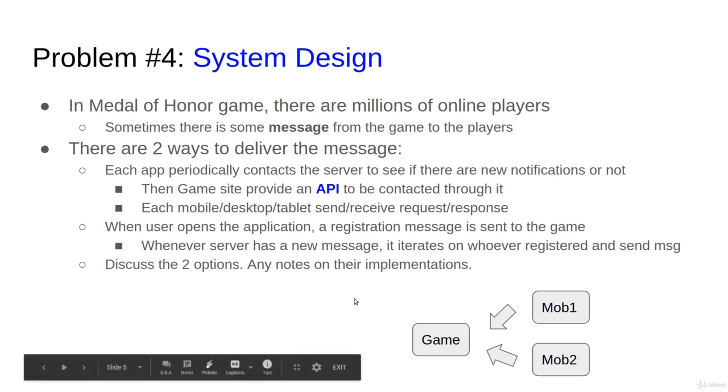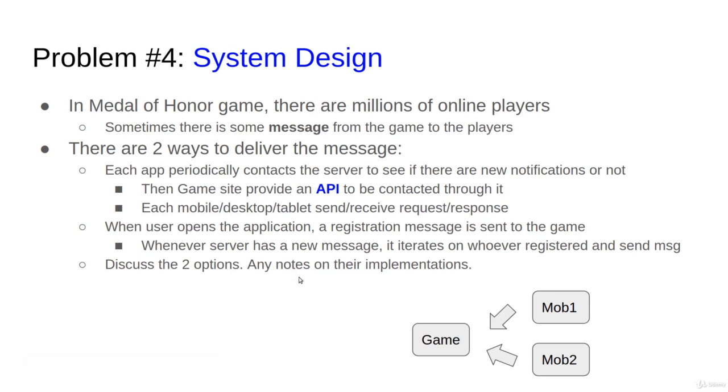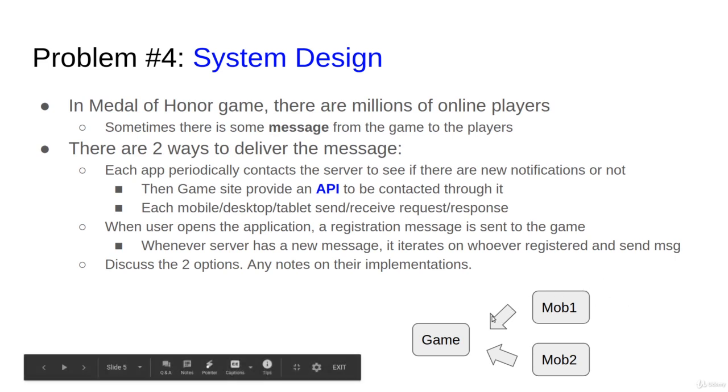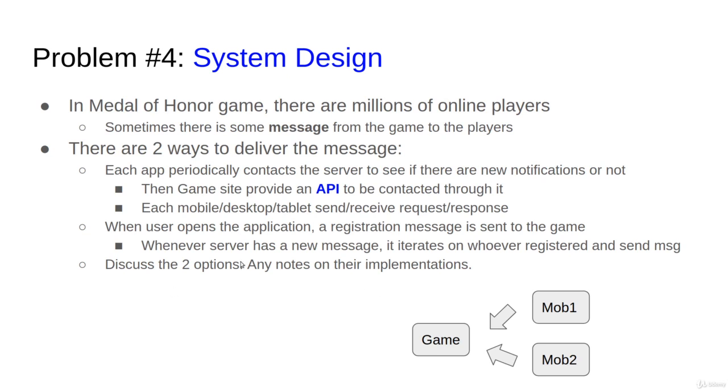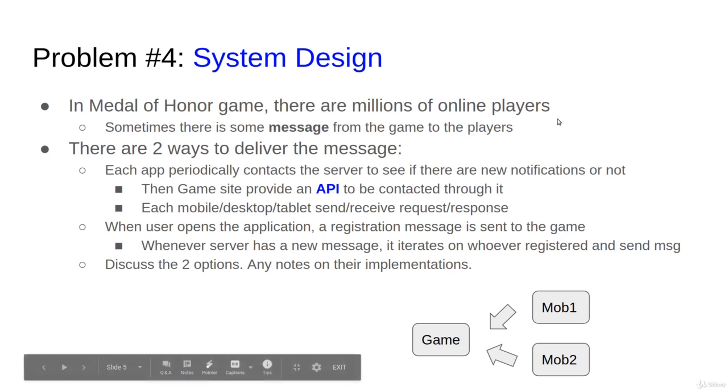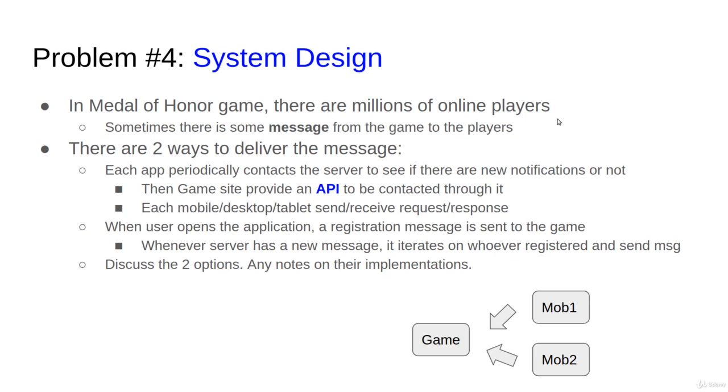The other way is as follows. When the user opens the application, a registration message is sent to the game. Now, whenever the server has a new message, it just goes and iterates and sends them to the registered clients. So now the arrow is on the other side. The game itself is sending back to these people when it has a message. So this guy is periodically contacting, this is one way, or this guy when he has a message sends this way. I would like you to discuss the 2 options and think about them. I wrote here if you have any notes on their implementation, but skip that for now. Just discuss the 2 options from a system design perspective. I know it's a very vague question, but give it a try.